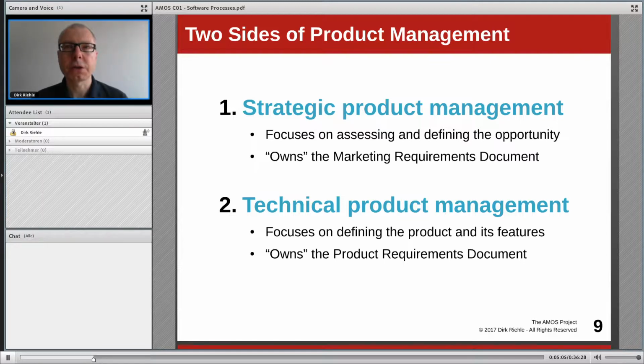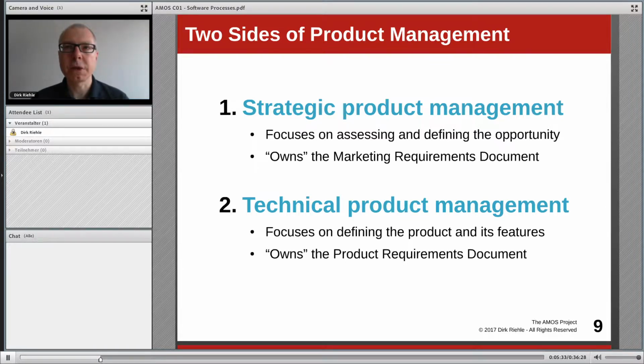Strategic product management is about the business case for a particular new product. So it's about the strategic issues. Is there business to be had with building a new product? How much is it? What investment would be needed? And a technical product manager is about the actual product specification. What features are needed and what are the details? How do they work from a user perspective?